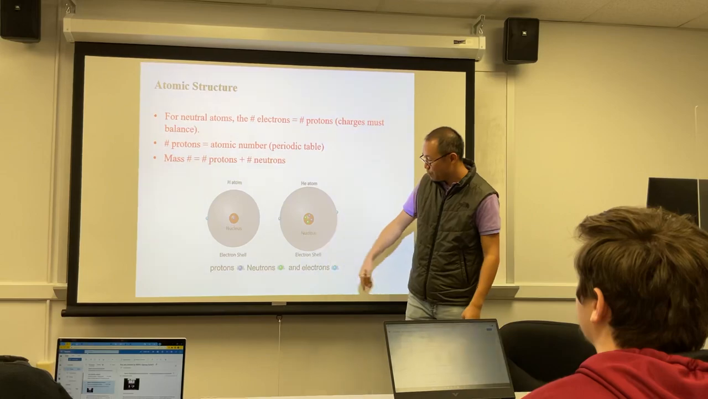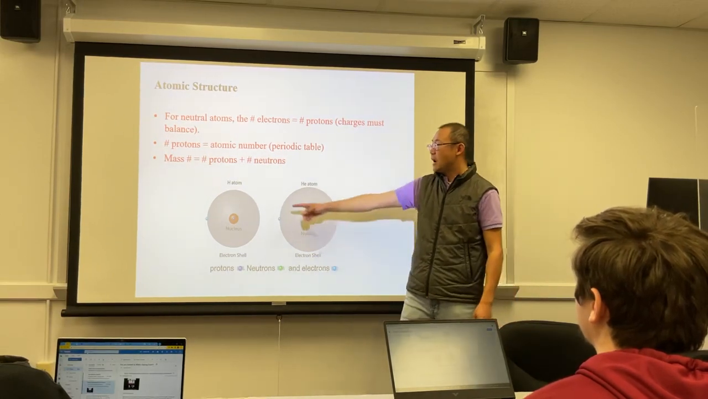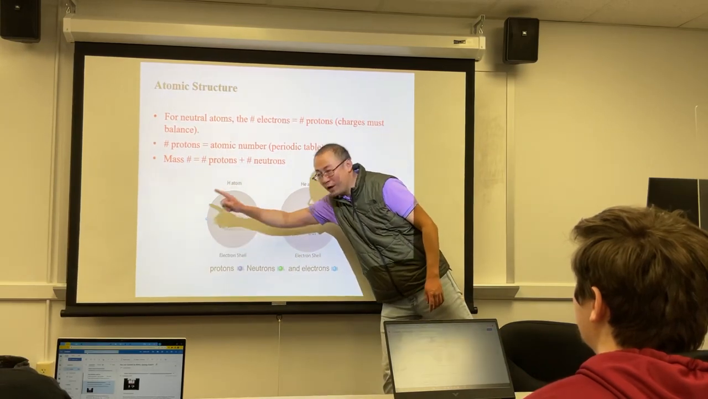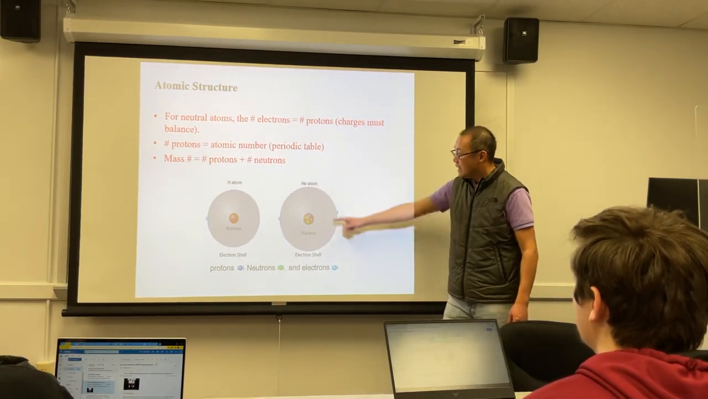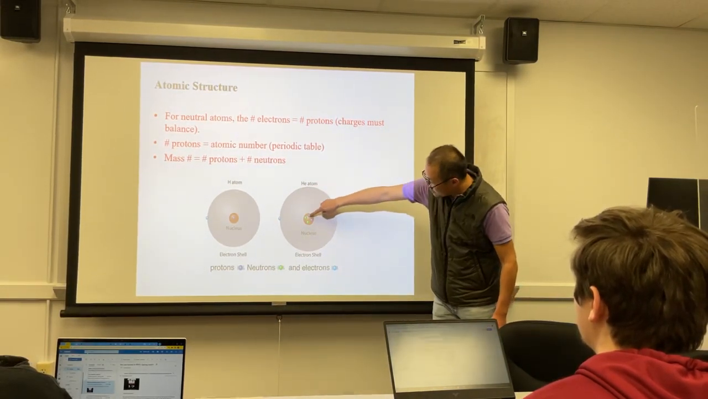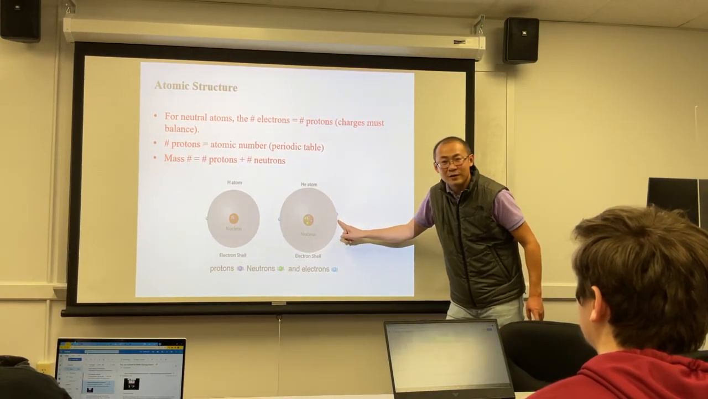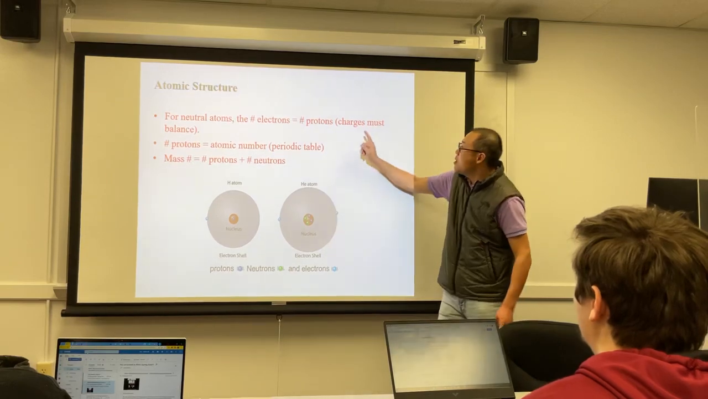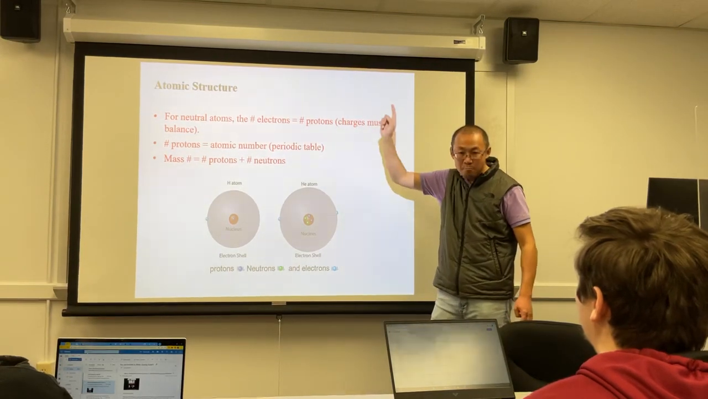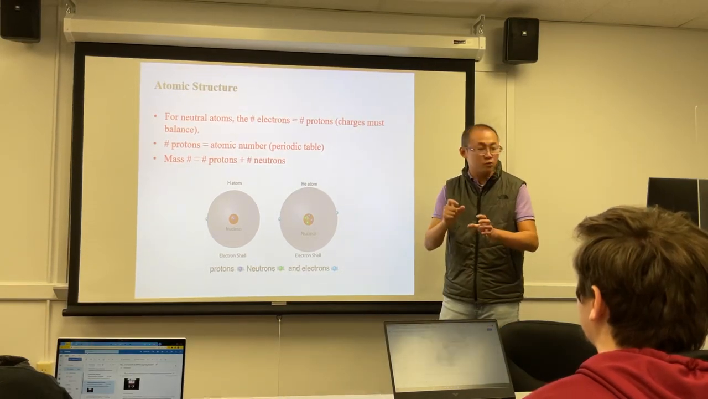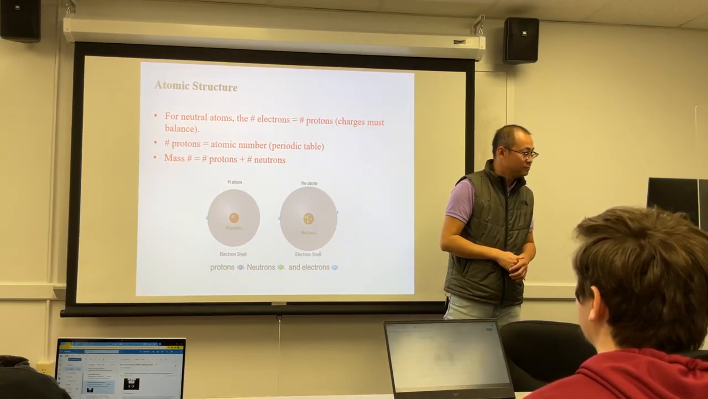For example, hydrogen atom has one proton, one electron. Helium atom has two protons and what? Two electrons. You guys see that? The number of protons must equal the number of electrons for a neutral atom. Does it make sense?